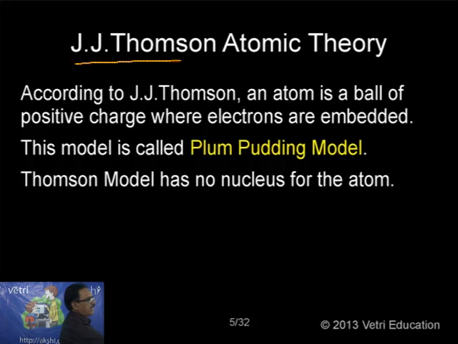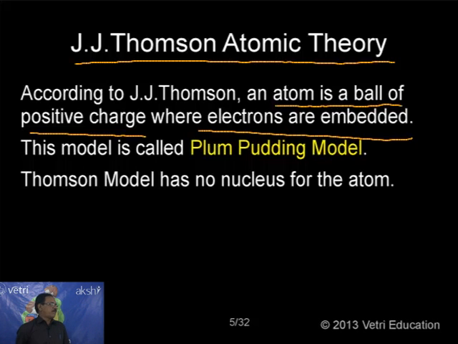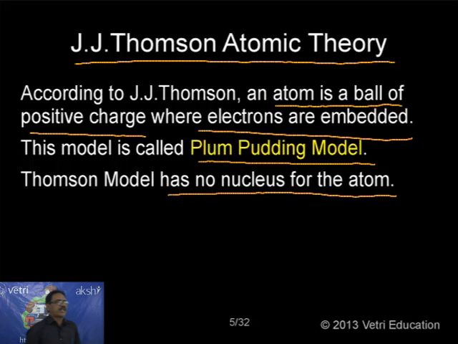The next theory was proposed by J.J. Thomson. According to him, an atom is a ball of positive charge where electrons are embedded, a ball of sphere. This model is called the plum pudding model, which is normally asked. The plum pudding model was proposed by J.J. Thomson. According to the Thomson model, the atom has no nucleus at that time. It is only a sphere of positive charge, a ball of positive charge, where electrons are embedded. So it is called the plum pudding model. This is the idea given by J.J. Thomson in his atomic model.